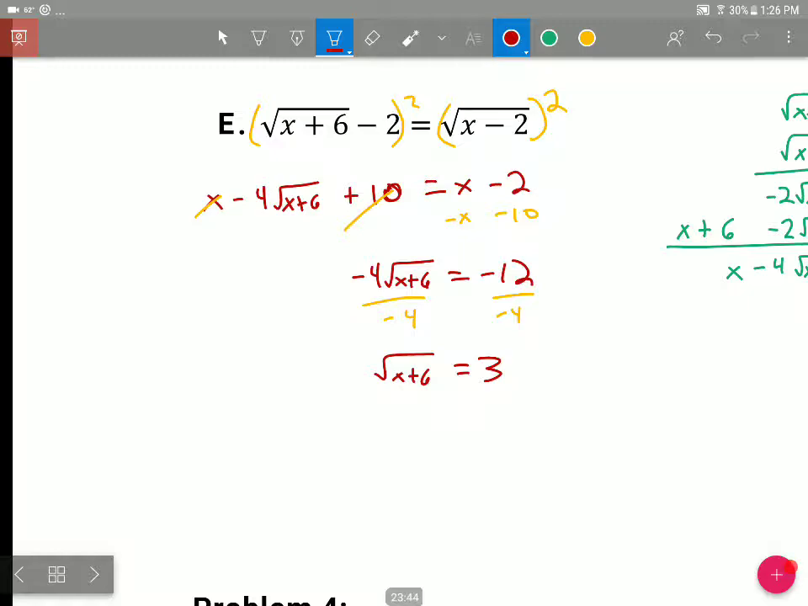And then from here, it's just like number 1. Square both sides, you get x plus 6 equals 9. Subtract the 6, you get x equals 3. Okay? So if I've completely fried you on this, that's okay.